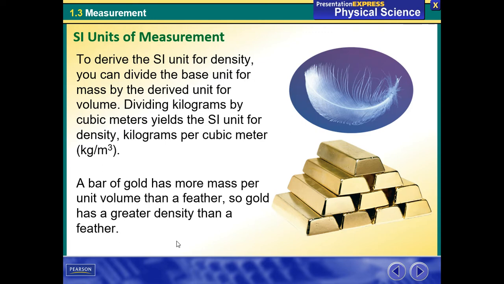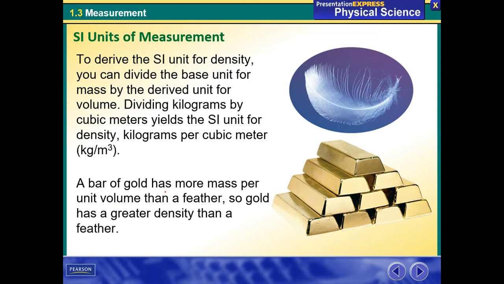So to arrive at the SI unit for density, you can take the base unit for mass and the derived unit of volume, divide those 2, and that's usually how we get to the units that we use. Kilograms is for mass, cubic meters is for volume. So when we divide those, mass divided by volume, we see kilograms per meters cubed.